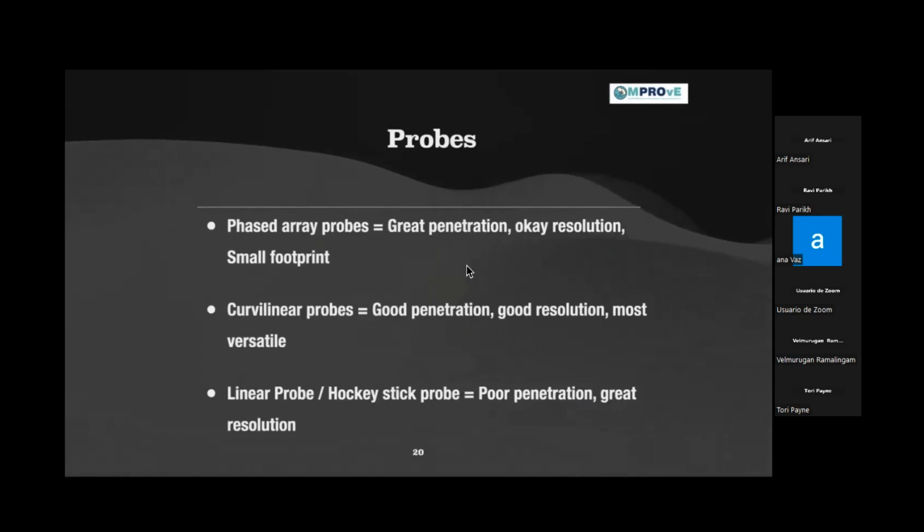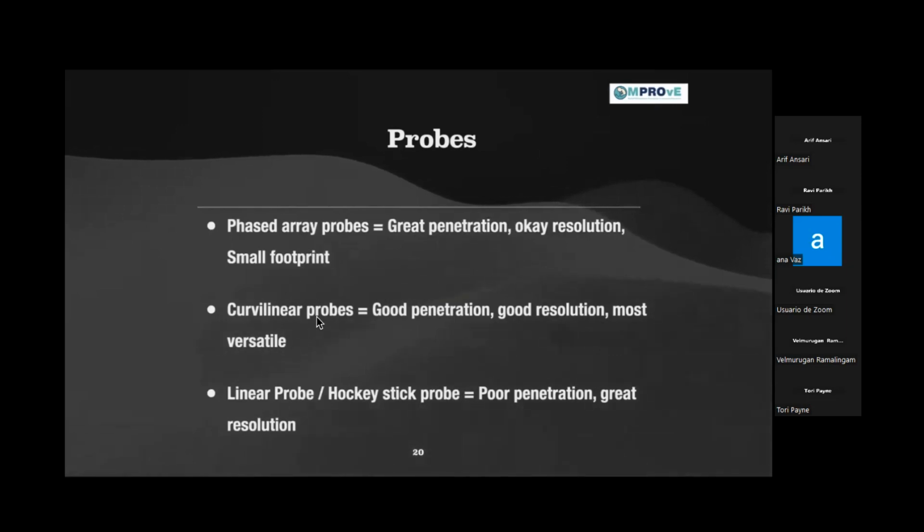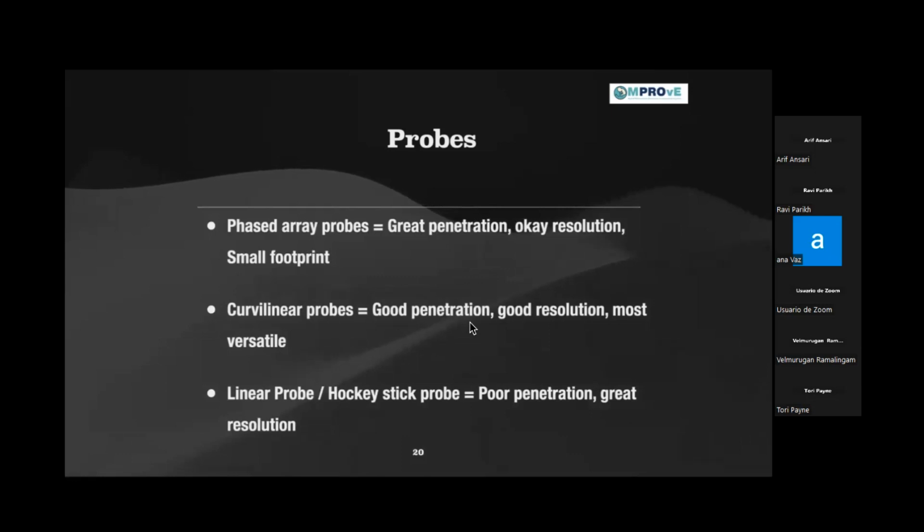Right, so probes. The phased array probes have great penetration. Hence, as I said, we can use this for echocardiography. It has an okay resolution and it has a small footprint as well. When we are dealing with the curvilinear probes, it has very good penetration. As you can imagine, this has a lower frequency, higher wavelength. So you get a good resolution, but not the best resolution. And this is the most versatile probe.